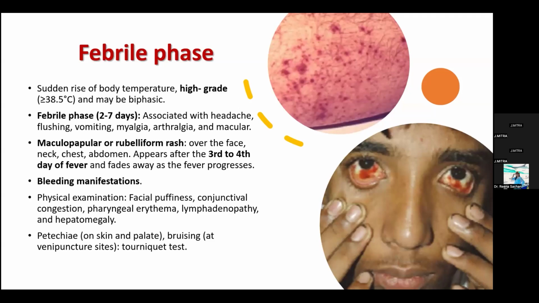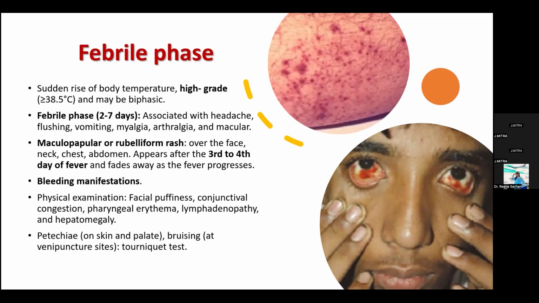But as the fever wanes, these rashes also start fading. There can be bleeding manifestations, as seen in the figure. The petechiae are seen, and subconjunctival hemorrhages are seen in the second picture. There can be facial puffiness, conjunctival congestion, pharyngeal edema, lymphadenopathy, and hepatomegaly as other manifestations.